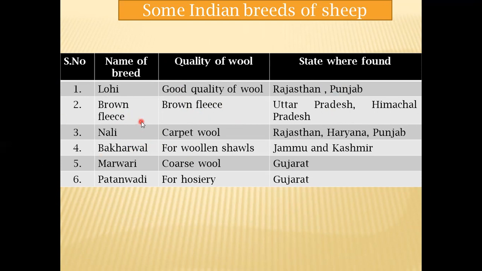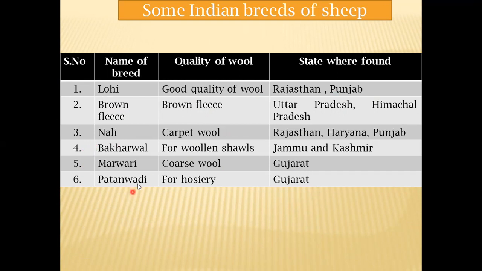Next breed of sheep, it is Nali. Remember this table, children. It is very important as they may ask this as fill in the blanks. Like, name a breed of sheep which gives carpet wool. The answer is Nali. Name two places where Nali is found. Name two places where Bakarwal is found, and many like these. Nali is found in Rajasthan, Haryana, and Punjab. You should know the states where they are found, children.